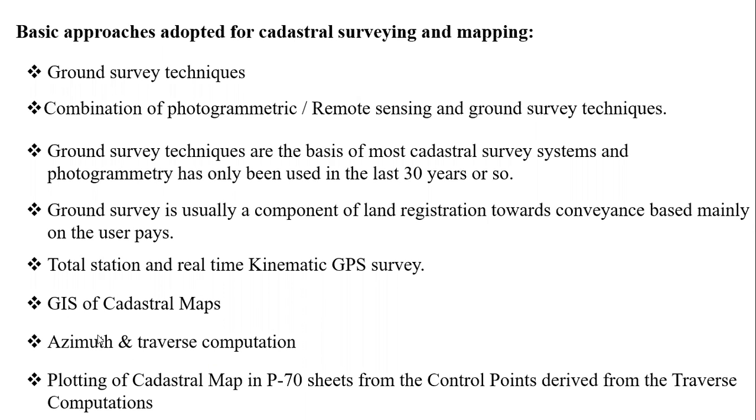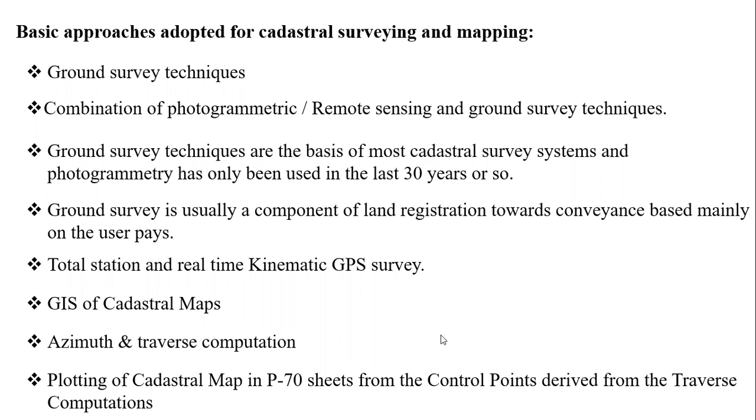Azimuthal means this is an azimuthal projection. This is one type of projection; cylindrical projections will be there too. Like this, traverse computation. We will combine all this, and finally we will plot a cadastral map. It will be around 70 sheets, just like your A4 sheet. Control points are derived from the traverse computation, the points which are collected from the ground survey.